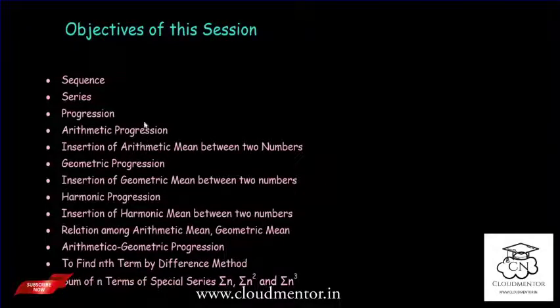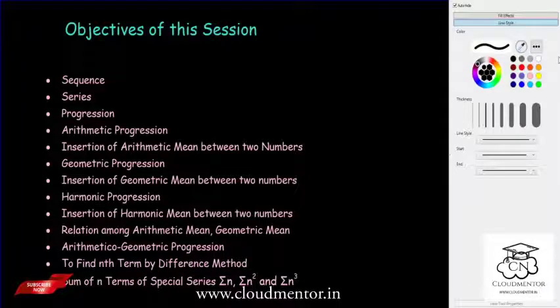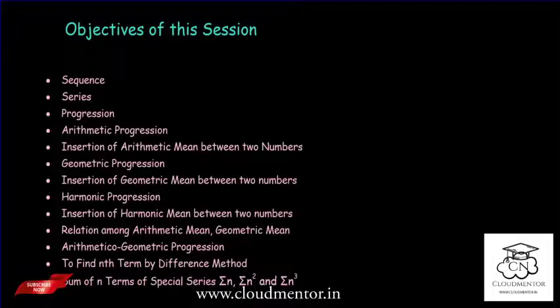move on. Yes, what is a sequence here? What do you mean by a sequence? A set of numbers arranged in a definite order according to some definite rule is called a sequence. Okay, a set of numbers arranged in a definite order according to some definite rule, that is the sequence.